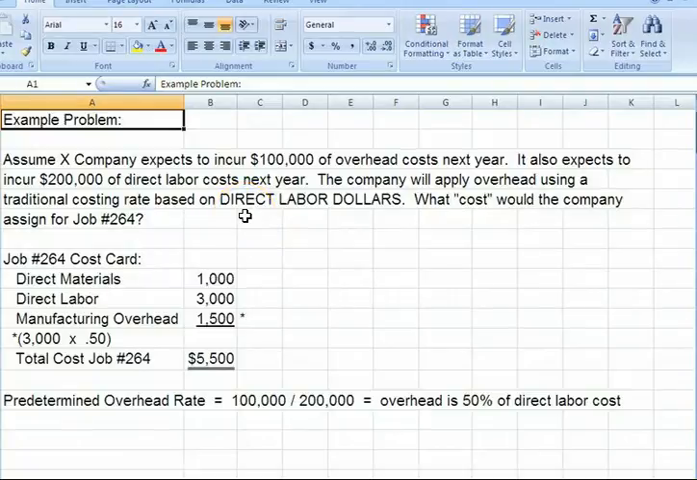This is a job order costing system, and on the job order cost card, whenever materials were used, it was written on the card. Let's assume that's 1,000. Whenever we use direct labor, we wrote that down on the card. Let's assume that's 3,000.